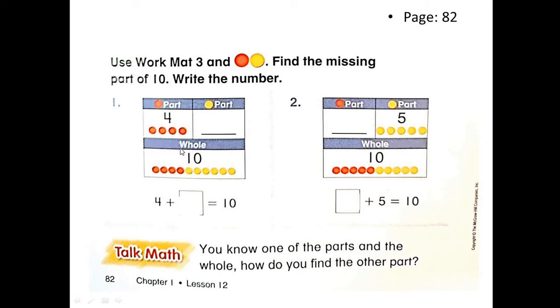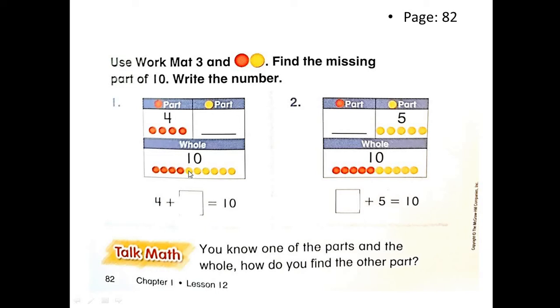Okay, here we have this table, two parts and the whole. In the first part, we have 4 red circles. In the second part, it's missing, we don't know. But we know that we have 10 circles here, right? 10 circles. And the first part is 4 red circles. What about the second part? It's easy, right? We can count these yellow circles and know what the second part is, right?